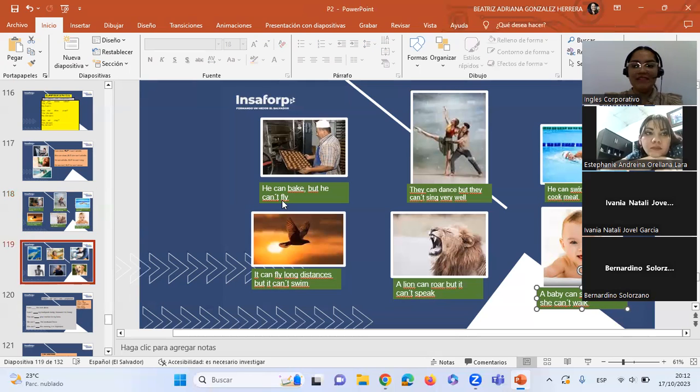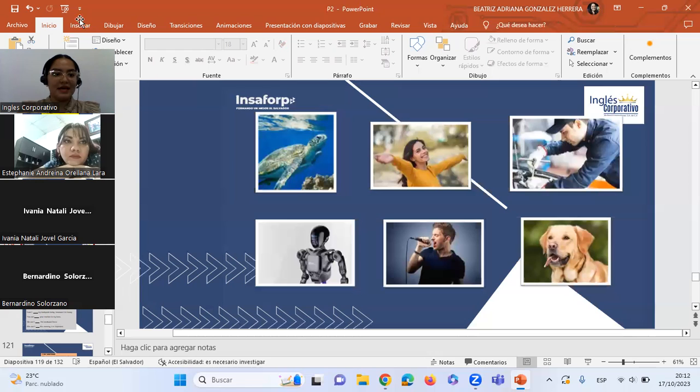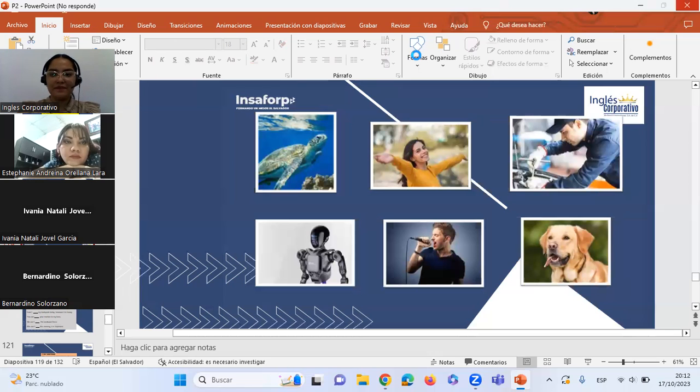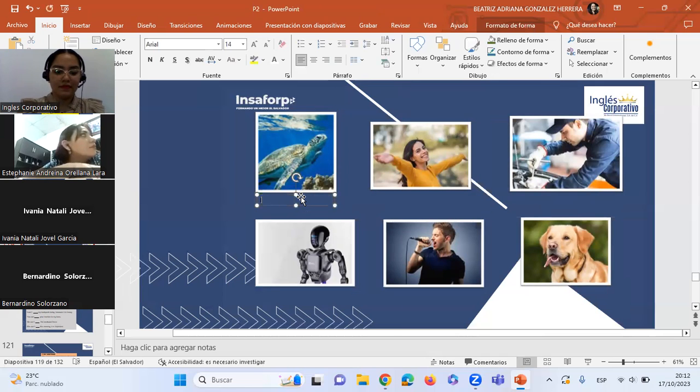Okay, we have another here. Another couple of examples. Let's see. A turtle. It's okay. Let me just change the color.